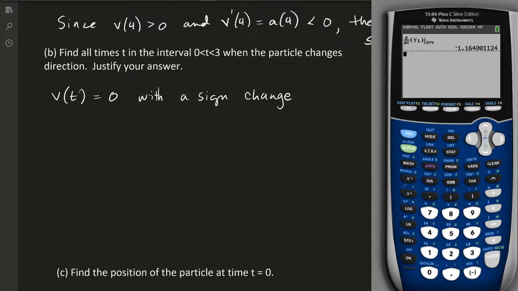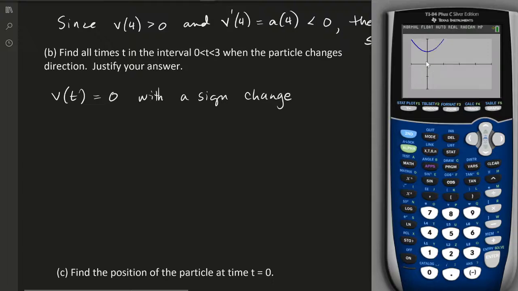So I'm going to go to my graph, and I need to adjust my window, right? So between 0 and 3. So I'm going to make sure that my x minimum, I'm going to go to -1, and my x max, I'm going to go out to 4. And then my y, I don't really need that to be big, so I'm going to go from like -2 to +2, because remember, I'm looking for zeros with sign changes. So I'm going to tighten my window as much as I can.